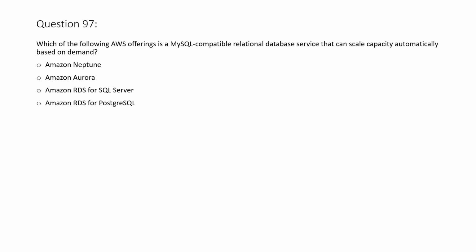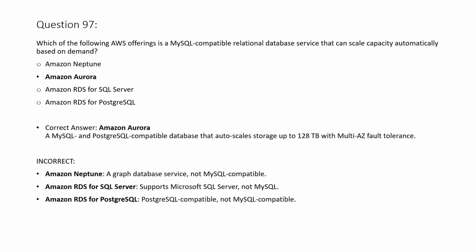Question number 97. Which of the following AWS offerings is a MySQL compatible relational database service that can scale capacity automatically based on the demand? The options are Amazon Neptune, Amazon Aurora, Amazon RDS for SQL Server, Amazon RDS for PostgreSQL. The correct answer is Amazon Aurora. It is a MySQL and PostgreSQL compatible database that scales the storage based on the demand.